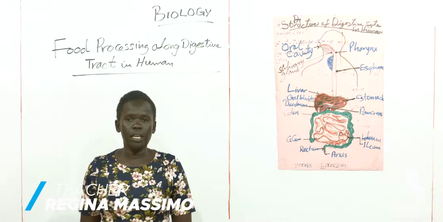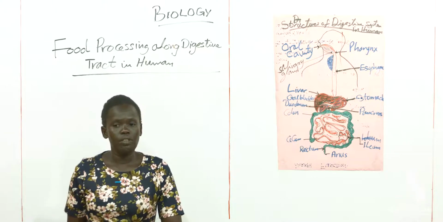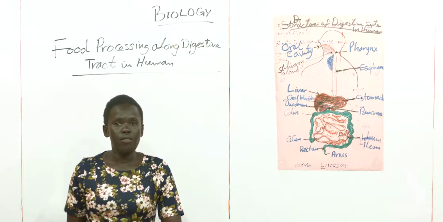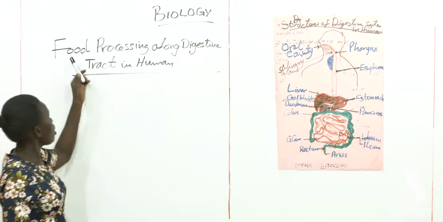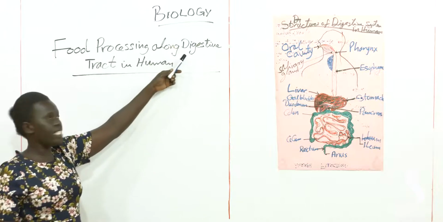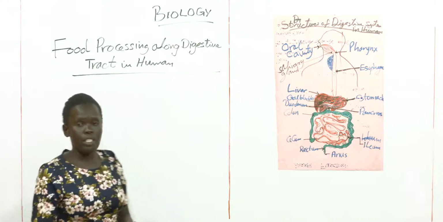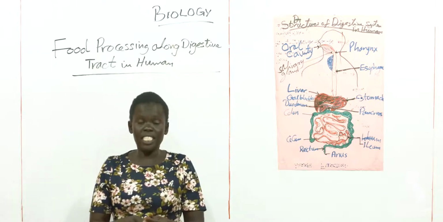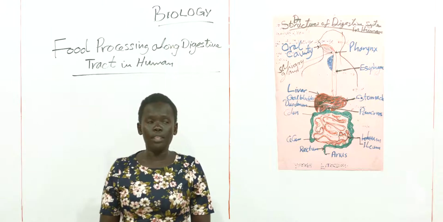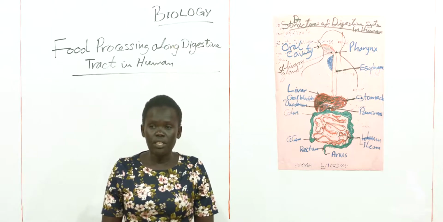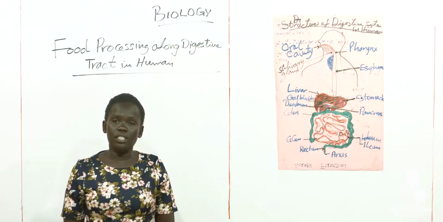This is teacher Regina Massimo teaching you biology for Senior 3 and Senior 4. Our topic is food processing along the digestive tract in humans. We learn about the human digestive system. We look at the structures, and we also talk about the function of some of the structures.